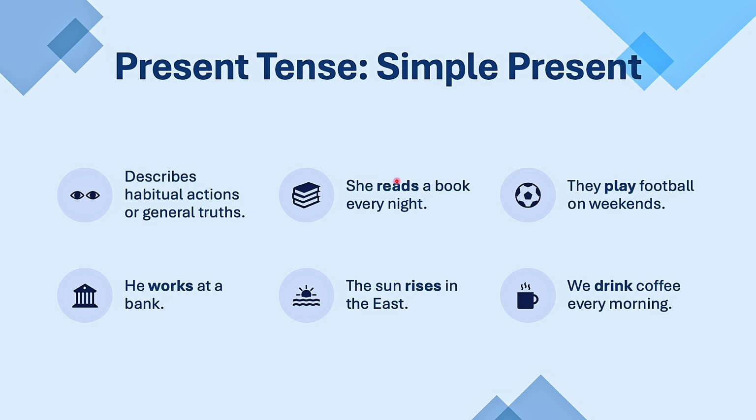Examples: She reads a book every night. They play football on weekends. He works at a bank. The sun rises in the east. We drink coffee every morning.